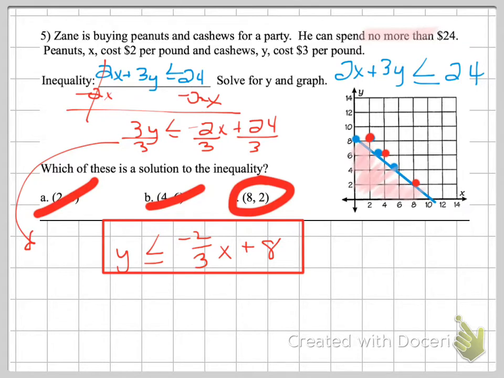So that means he can buy 8 bags of peanuts and 2 bags of cashews and still stay under his $24. Not to mention he can buy everything in this little triangle right there as well. But 8 and 2 are the ones that were given to us. And that wraps it up. Hopefully you've got the hang of it between yesterday and today, and we'll do some practice tomorrow.